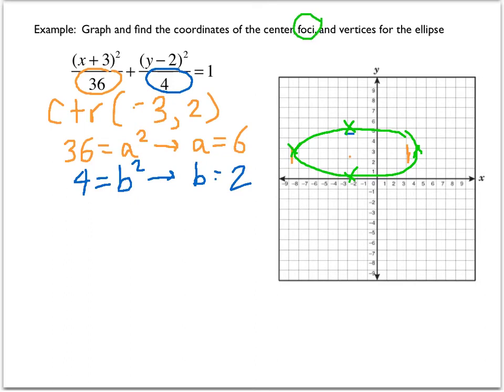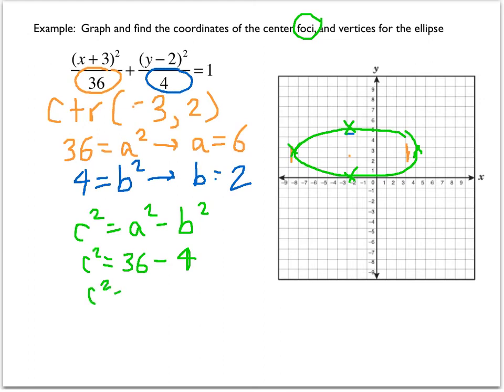And remember that key relationship. It was c squared equals a squared minus b squared. That's knowing your ABCs with these ellipses. C squared is what I'm looking for. I know that a squared was 36 and b squared was 4. So that means that my c squared is going to be 32, and c then will be the square root of 32, which is somewhere between 5 and 6.